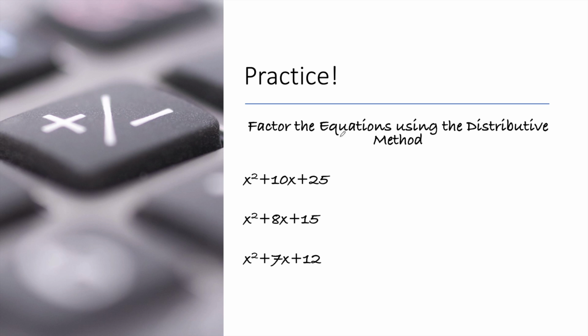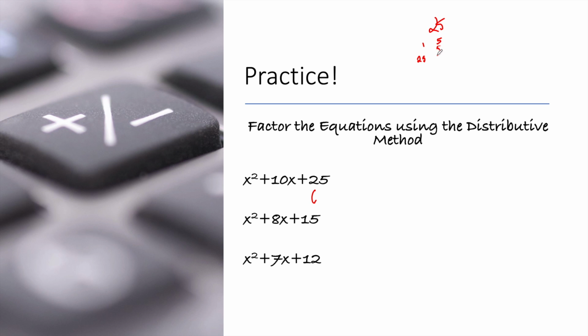Okay, first question. We know the first step is to make sure everything's in standard form. This is in standard form, so we're all good to go. The next step is to look for all our factors of C. C in this case is 25. So we know that 25 has a couple of factors. We have 1 and 25, and we have 5 and 5.